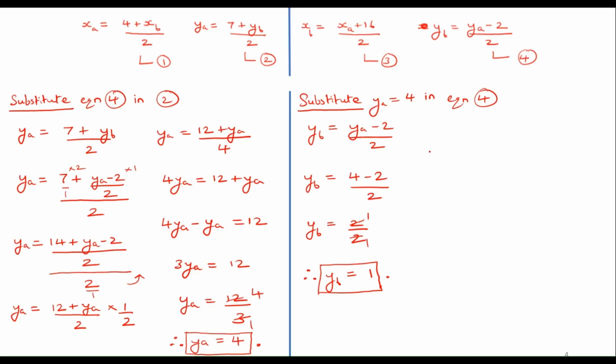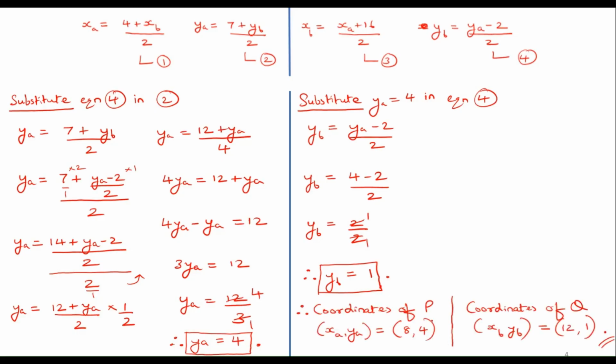Now finally we will write the coordinates of P and Q here. In this way we will finally write the answer like this. The coordinates of P, which we had taken as (xa, ya), is (8, 4), and the coordinates of Q, which we had taken as (xb, yb), is (12, 1). So this is our final answer. So this completes our question number 11.